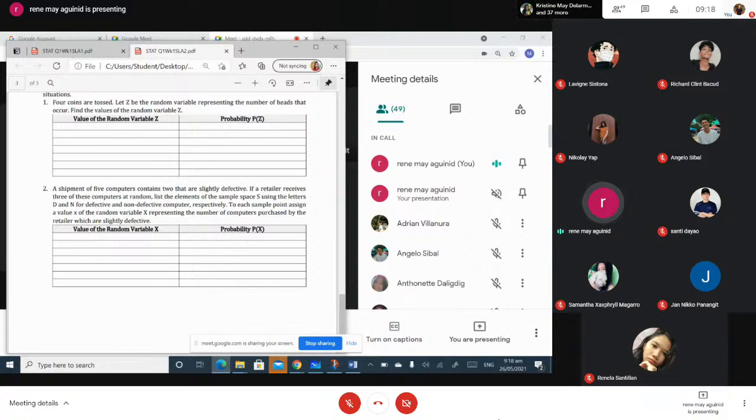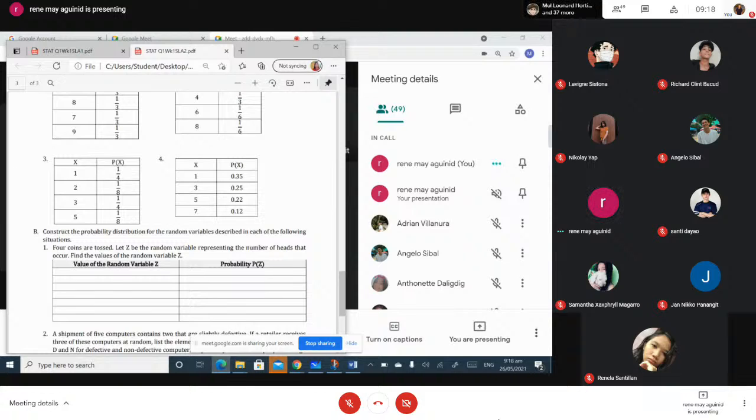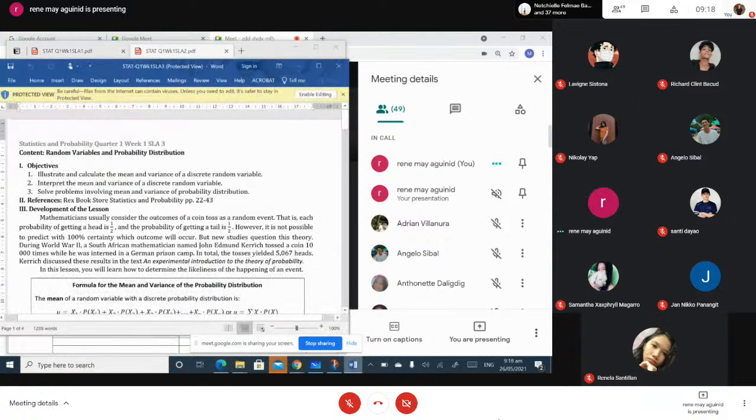Okay, any question for this problem or for this SLA? I know some of you have already answered your SLA for this week. Maybe just review yours while I discuss. So we will move on to SLA 3.